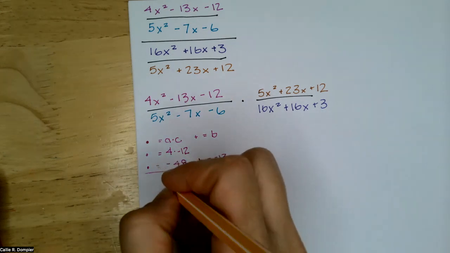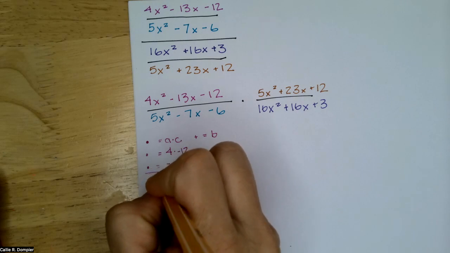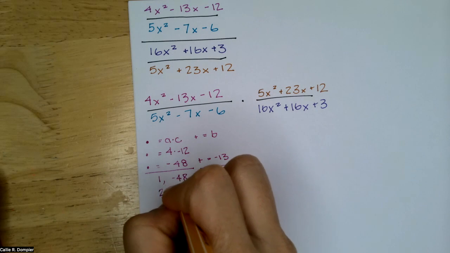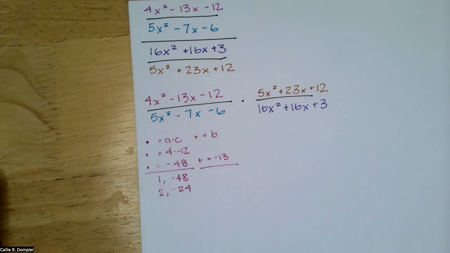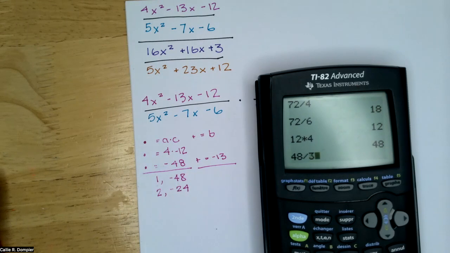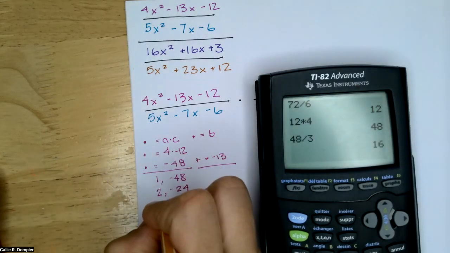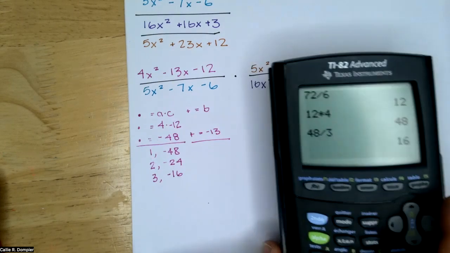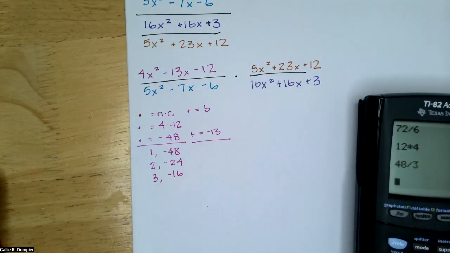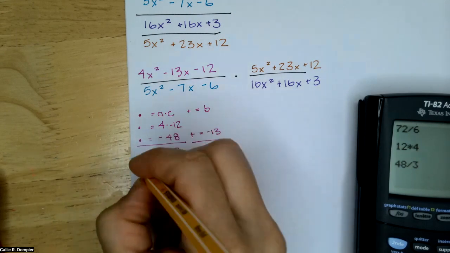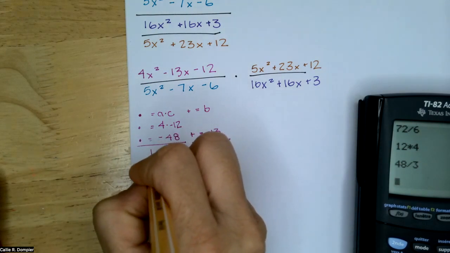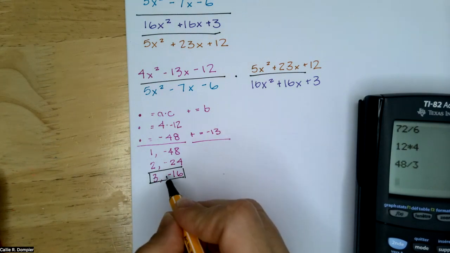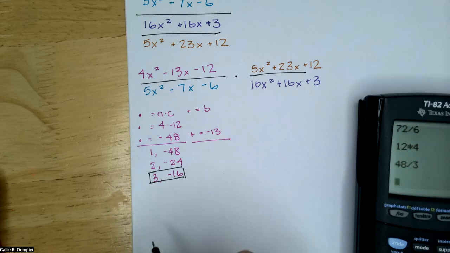I like to start with 1. So we have 1 and negative 48. If I divide by 2, I get negative 24. If I try 3, 48 divided by 3 is 16. And you can be looking at each of these and asking, if I combine those, do I get negative 13? I do. All right, so you can stop already. 3 plus negative 16 gives me negative 13, and 3 times negative 16 gives me negative 48.